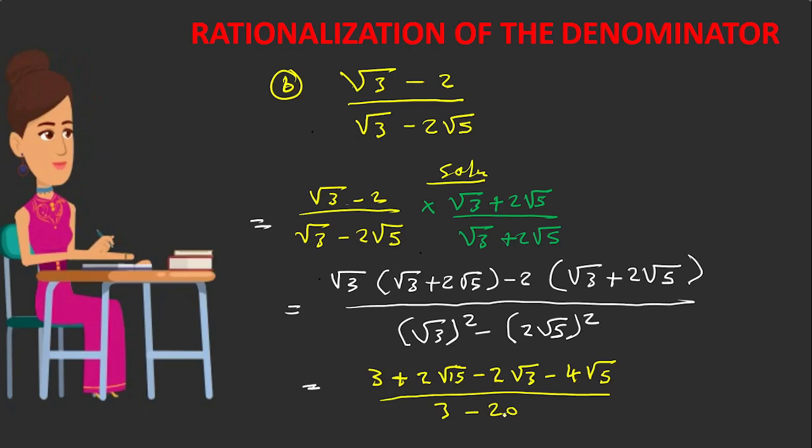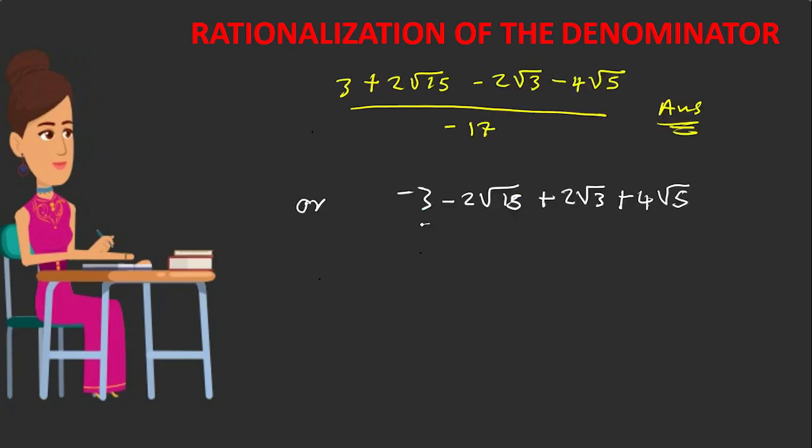So this is your answer. But some people might want to multiply the negative by what is on top. Some people might not want to have a negative down. So you multiply everything by a negative, it's just going to be negative 3 minus 2 square root 15, and then that one will be a plus, 2 square root 3, and then plus 4 square root 5 over 17, just in case you don't want a negative down. Then this is your final answer.